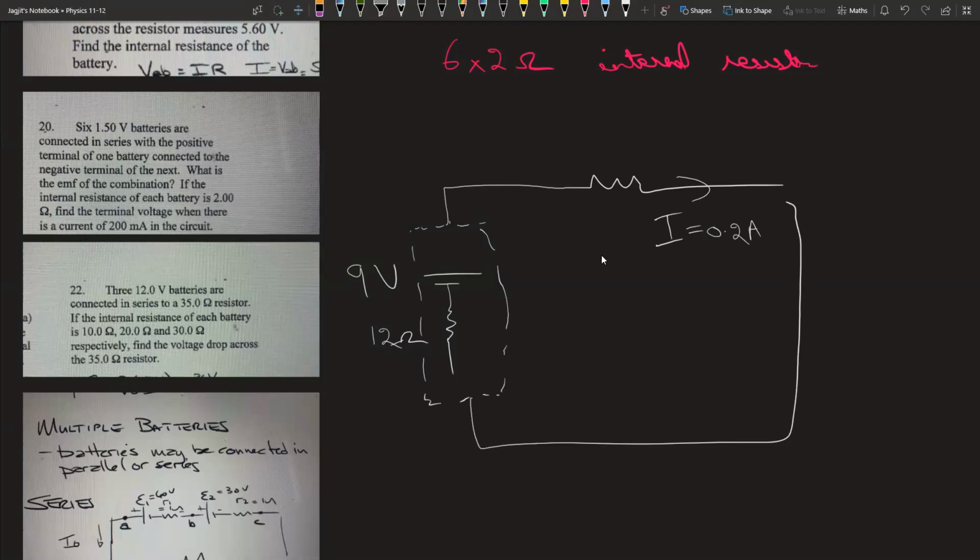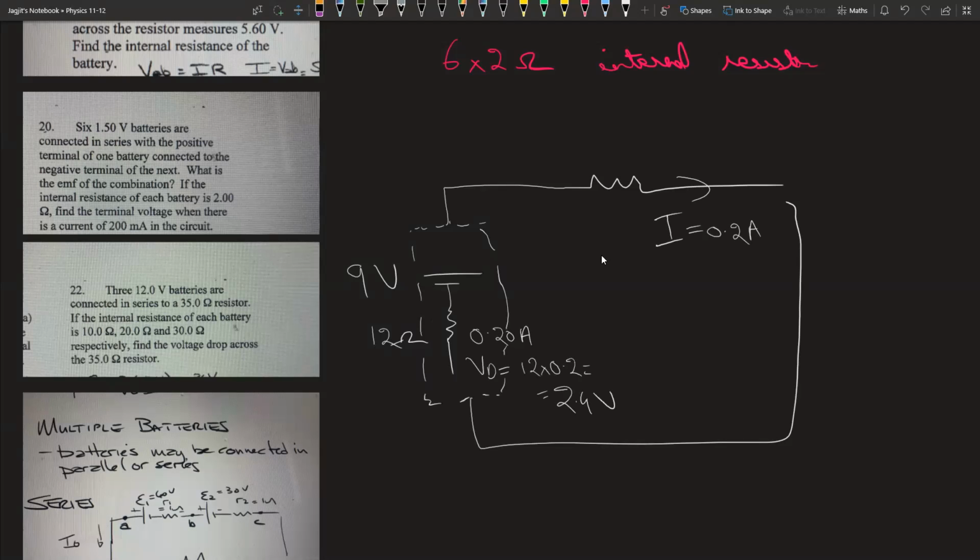So what current goes through this? 0.2 amps. You know the resistor, you know the voltage drop. Okay, what's the voltage drop going to be? 12 times 0.2. 12 times 0.2 gives me 2.4 volts. Okay, so out of 9 volts, 2.4 volts are going to drop within the internal resistance.